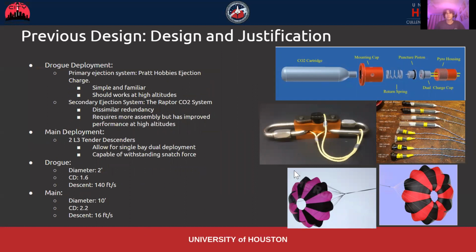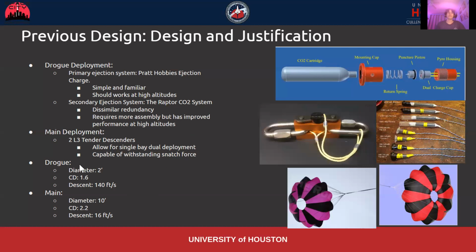But I guess more specifics about the design. The primary ejection system would be the smokeless powder system, which would be something like this. It's simple and familiar and should work at high altitudes. Randy has flown with it before, so I think there's a good amount of validity behind that. And then the secondary ejection system was the Raptor CO2 system. It's dissimilar redundancy. They're completely different methods of achieving ejection. So that's something that we believe to be really important. And it requires more assembly, but should have improved performance at high altitudes.